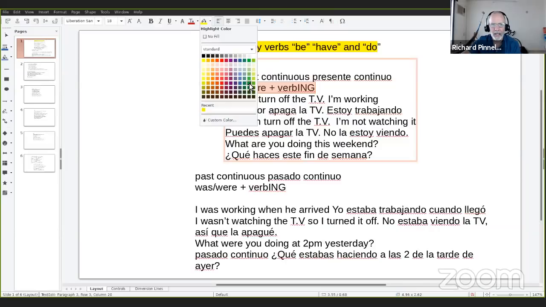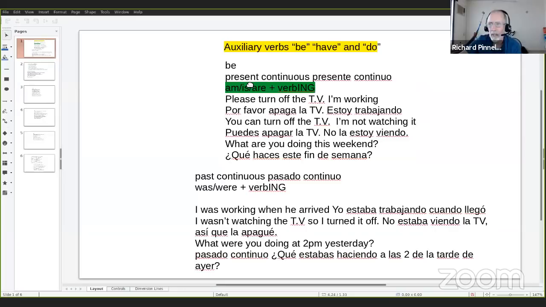Ese es como formamos este tiempo. Tengo algunos ejemplos aquí. Voy a leer los ejemplos. Please turn off the TV. I'm working. Aquí abajo tengo en español. Por favor, apaga la TV, es el televisor. Estoy trabajando. Este es el ejemplo del presente continuo.